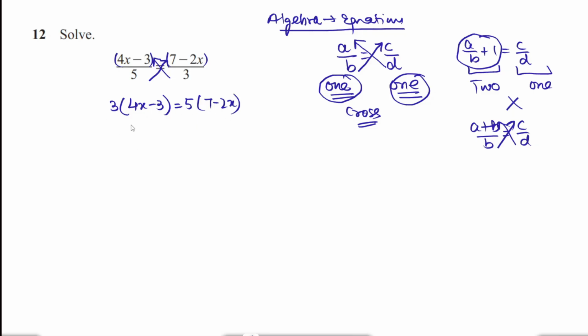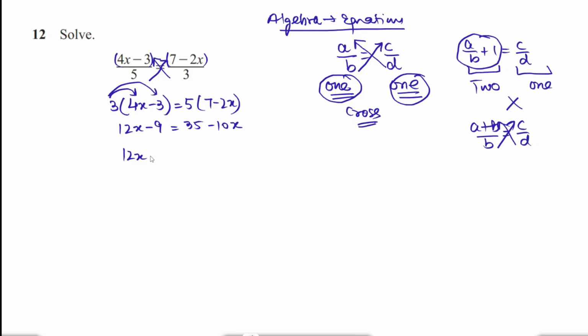So now let us open the brackets. When we are opening the brackets, we have to multiply the outer number with each of the individual terms inside. So 3 4s are 12x, 3 3s are 9, 5 7s are 35, 5 2s are 10x. Now we have to solve the equation, and we'll bring the x terms on the same side and the numbers on the same side.